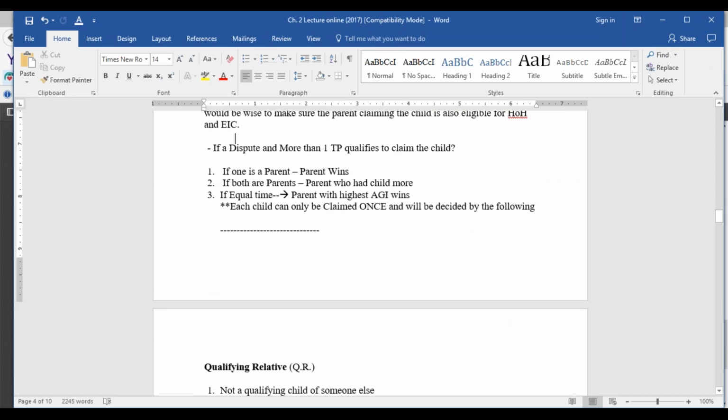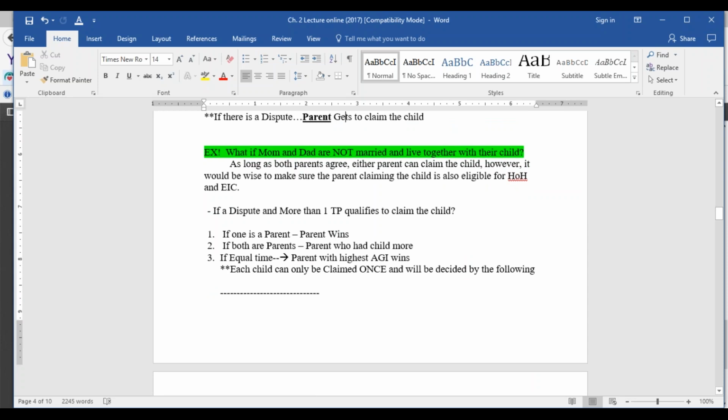The next common issue, well, what if mom and dad of the child were never married, but they live with the child? What happens then? Well, either parent can claim it as long as they agree. And whoever claims the kid can also then claim head of household and the earned income credit. The other parent cannot claim head of household because they're not claiming the child. And it's not because of a divorce decree.